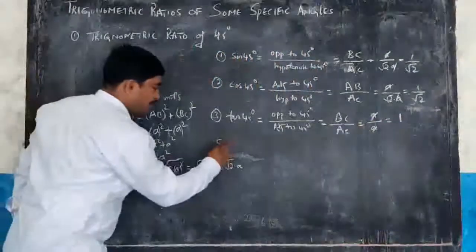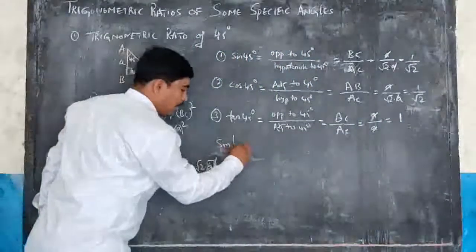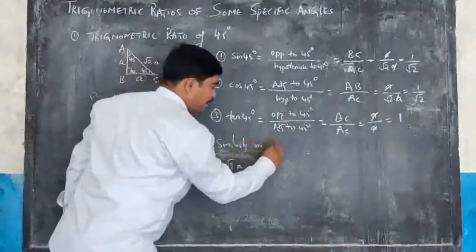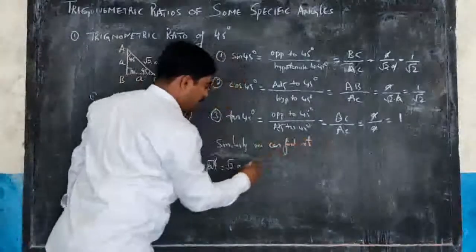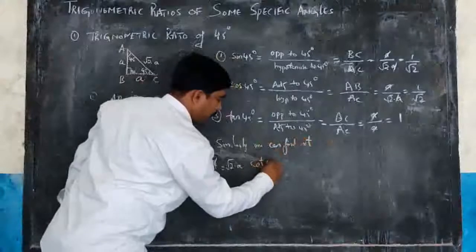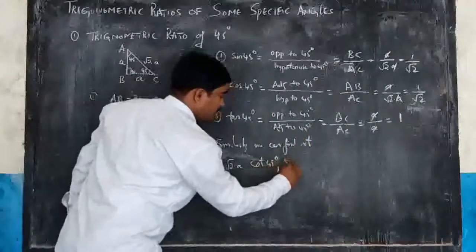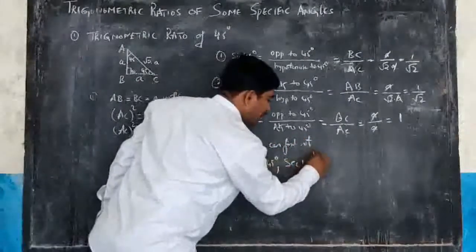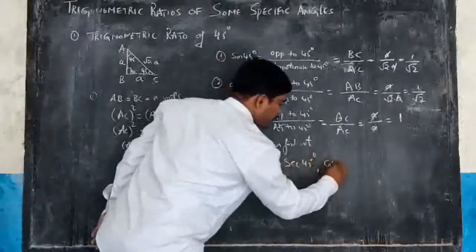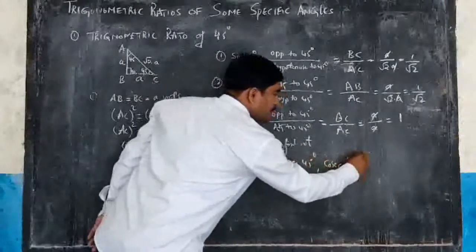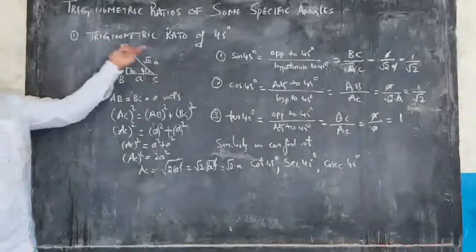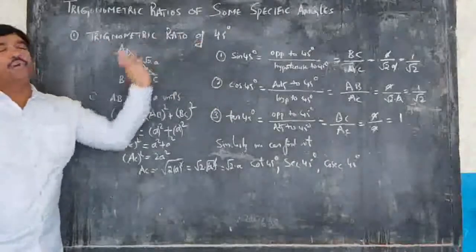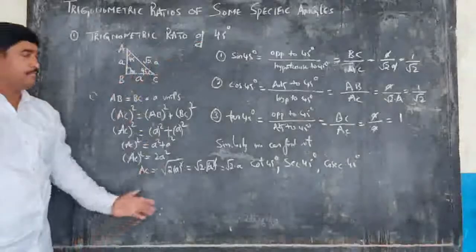Similarly, we can find the values of cot 45 degrees, secant 45 degrees, and cosec 45 degrees. This is how we find the trigonometric ratios of 45 degrees.